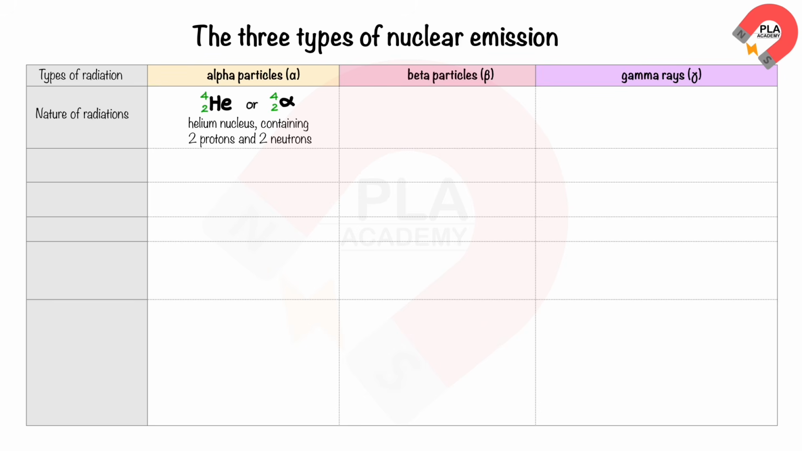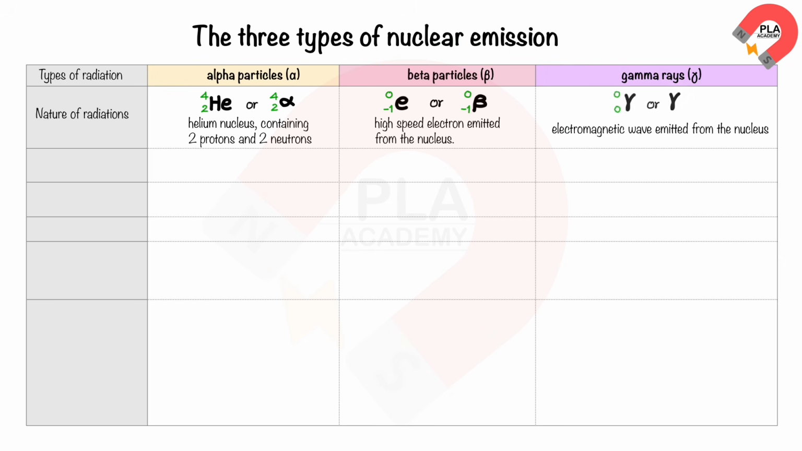Beta particle is a high-speed electron emitted from the nucleus. Therefore, its symbol is e 0 -1, or beta 0 -1. Gamma ray is an electromagnetic wave emitted from the nucleus. Therefore, its symbol is gamma. Relative charge of alpha particle is positive 2, because it has 2 protons. Relative charge of beta particle is negative 1, because it is an electron. Relative charge of gamma ray is 0, because it is an electromagnetic wave.